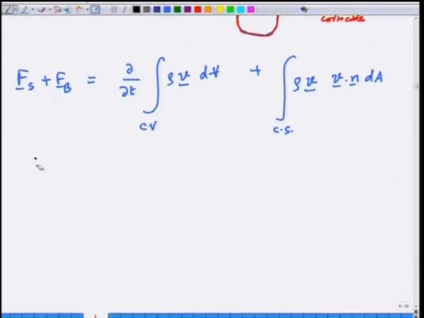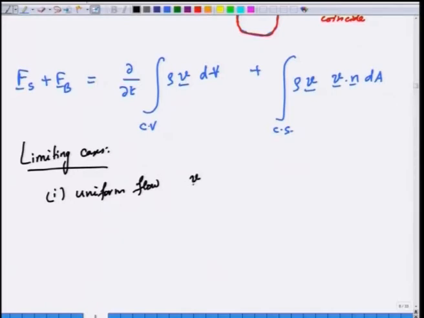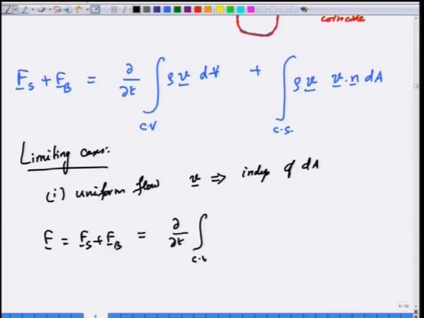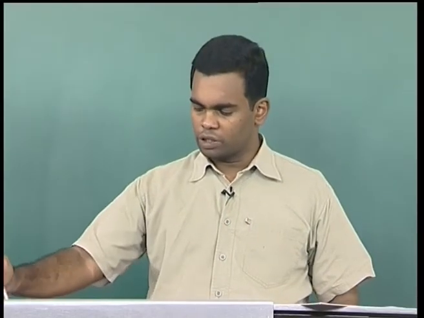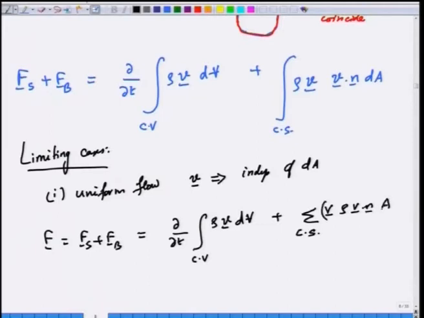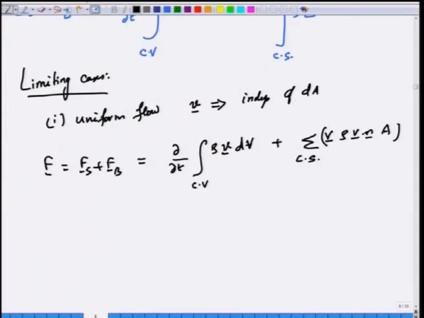Suppose you have limiting cases. You have uniform flow. When the flow is uniform, the V vector is independent of dA, so you can pull it out of the area integral in the surface term. So, the sum of all forces on the CV, F_S plus F_B, is d/dt of the integral of rho V dV plus the summation over the CS of V rho V dot n A. There is a sign associated with area, so we write V dot n A, because if the flow is entering the CV, n is unit outward, so V dot n is negative, and if the flow is leaving, V dot n is positive. That is the usual convention that we follow.